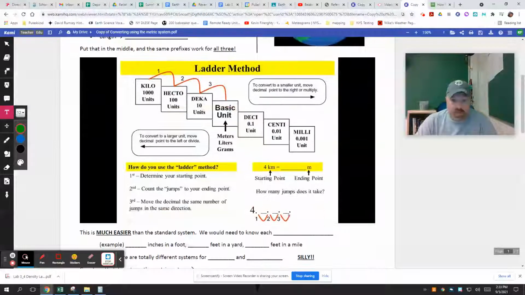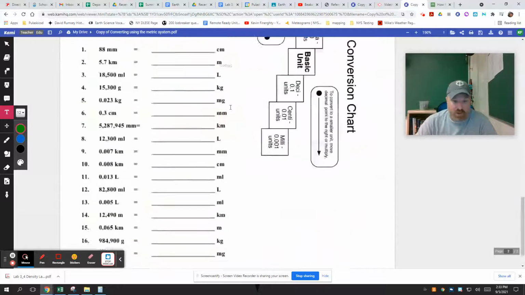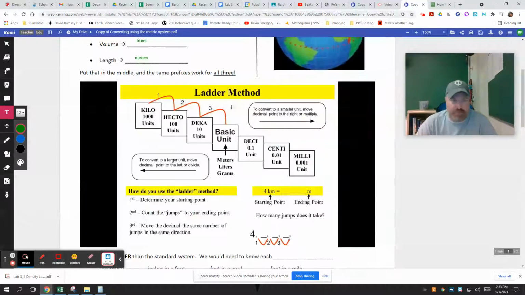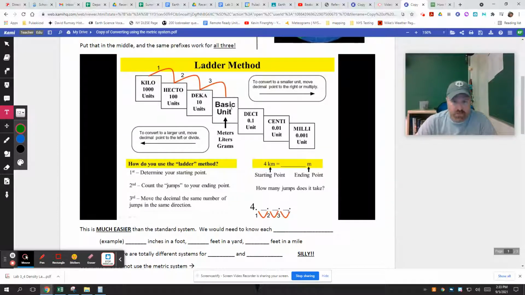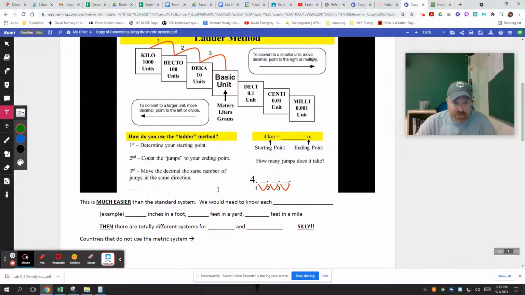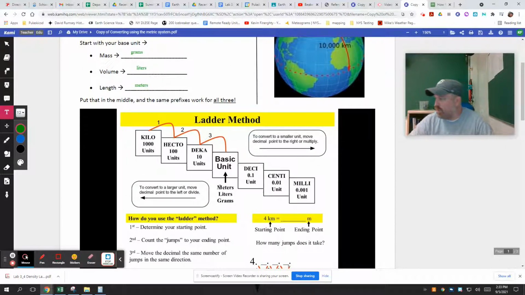All right, so let's do some. There's a whole bunch of practice ones over here. Don't panic. I'm not going to have you do all of them. I'll have you pick a handful of them, because once you get it down, you're good. All right. So determine your starting points, count the jumps you need, and then move the decimal the same number of spaces. So I figured let's do some measuring.